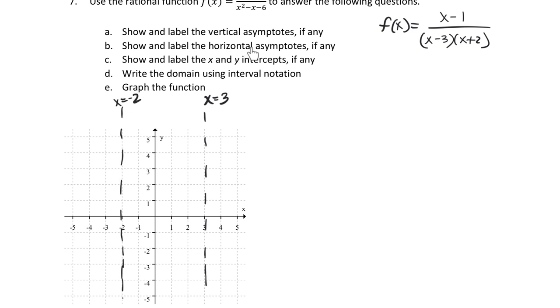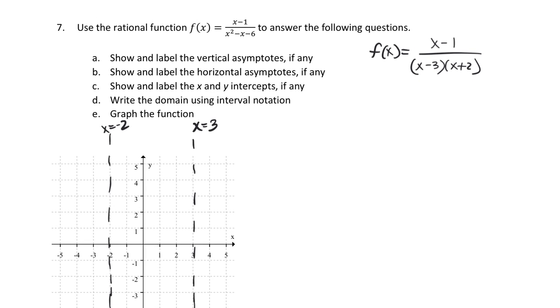Now for part B, the horizontal asymptote, recall you compare the degree of the numerator to the denominator. If the numerator has a smaller degree than the degree of the denominator, which this is degree 1, this is degree 2, so the numerator has a smaller degree. In that case, the horizontal asymptote is the line y equals 0.